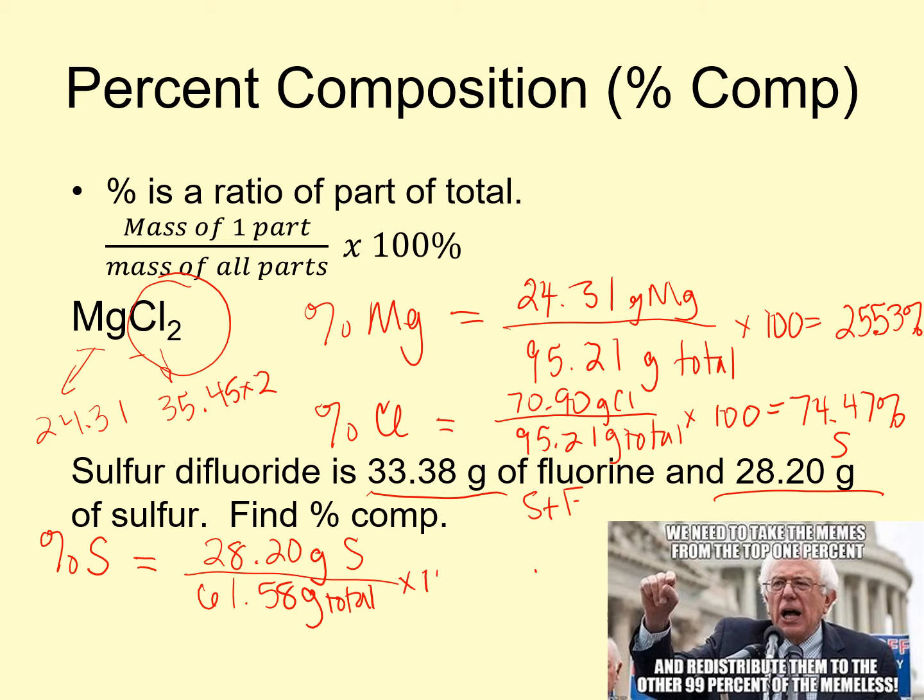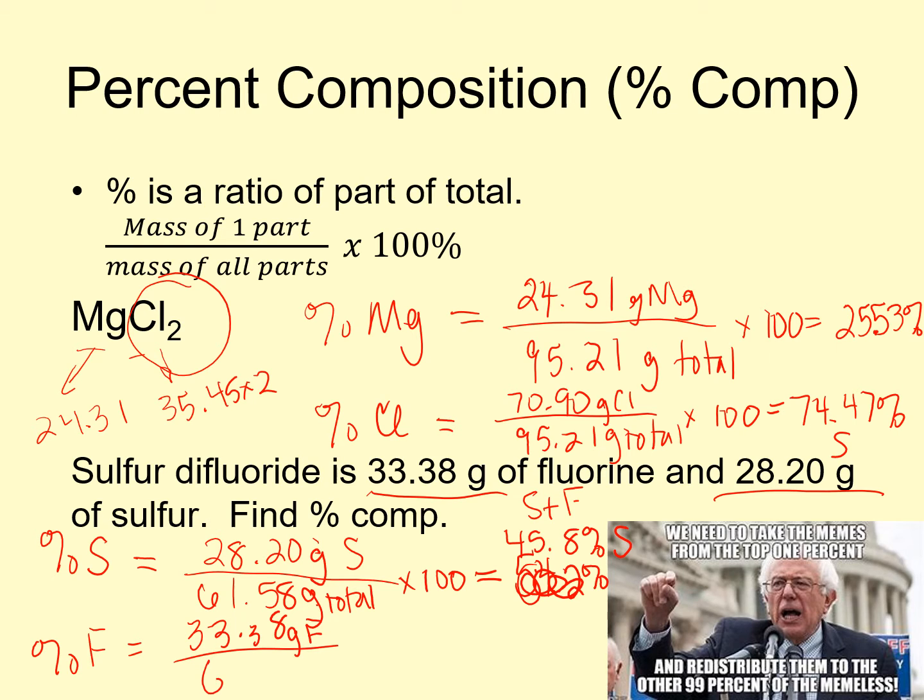Then to do a percent, you divide part over total times 100, and we find out that this compound is 45.8% sulfur. Well, this compound also has fluorine in it. So I'd take the 33.38 grams of fluorine, divided by the total again, it's always part over total, and times 100, I would get 54.2% fluorine.